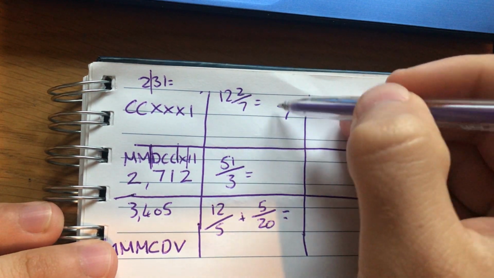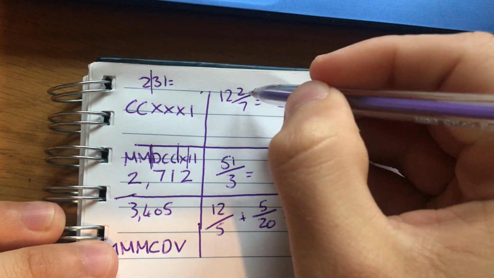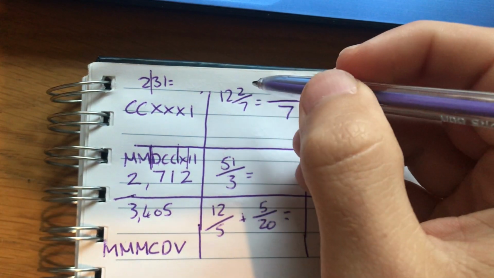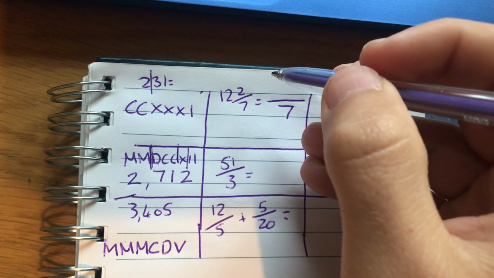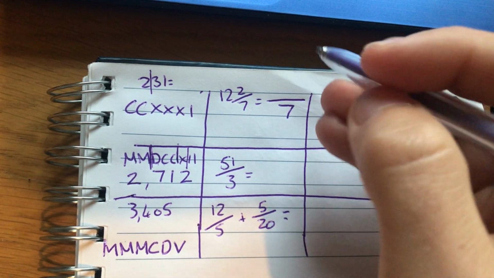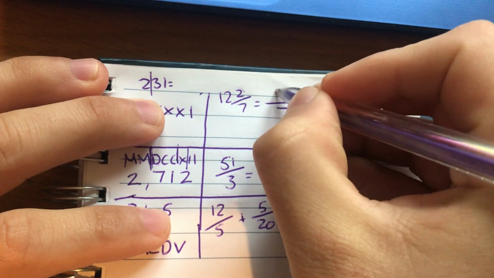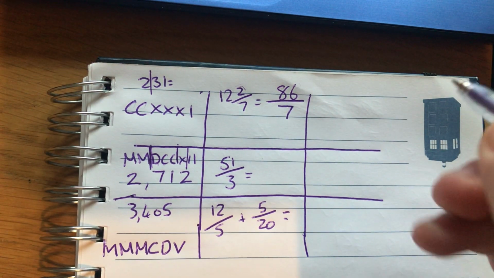12 and 2 sevenths is the same as how many sevenths? So we need to get our 12s on here. So 12, 24, 36, 48, 60. Always sounds weird when you go there. 72, 84. And then your extra 2, 86.